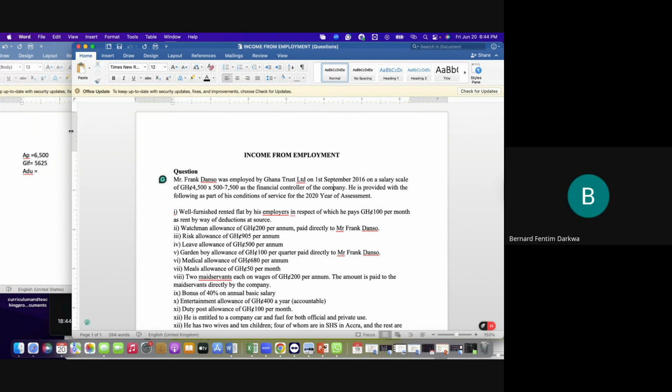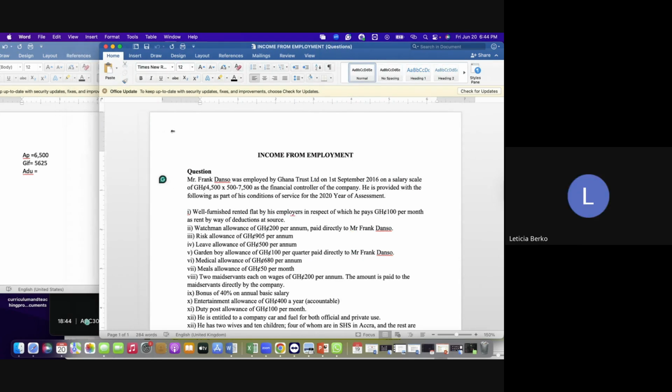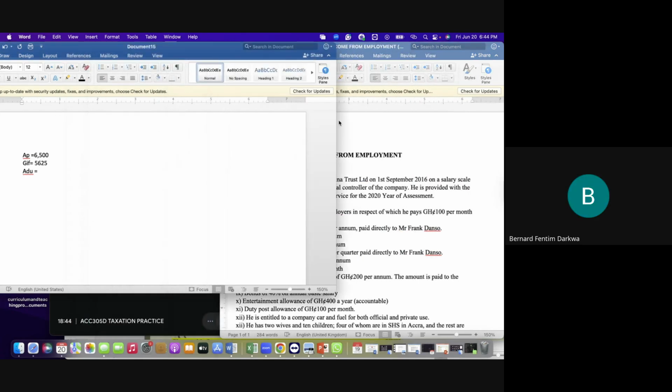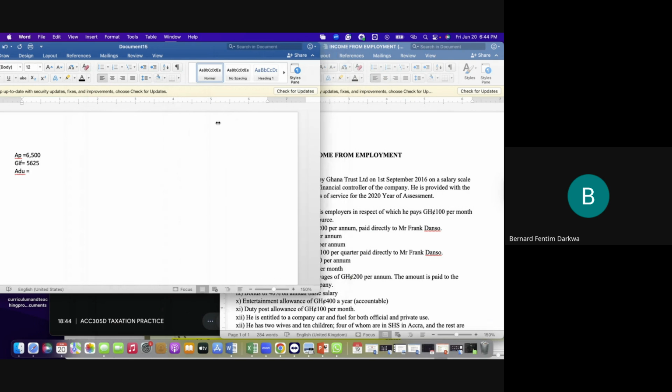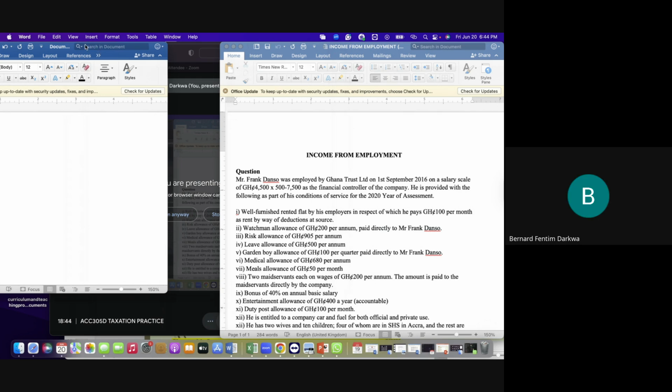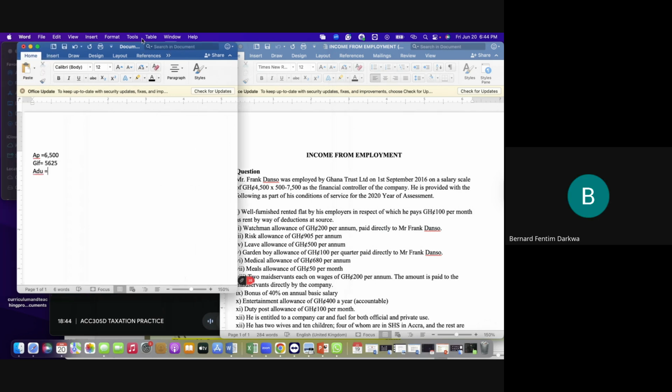People are calculating things. I like the way you are getting different answers. It means that some people go wrong. But the base is very important. 6,500, who is that? Letitia, 6,500. Any other figure again? A different one.